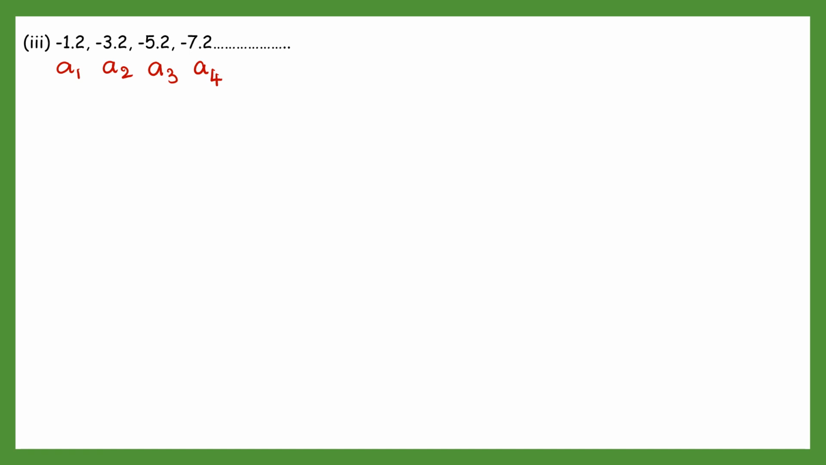For that, what do we do? Yes, we will find the difference between consecutive terms. A1 and A2 are consecutive terms. So A2 minus A1 is nothing but minus 3.2 minus A1, which is minus 1.2. What do you get? Minus 3.2 plus 1.2. So you get minus 2.